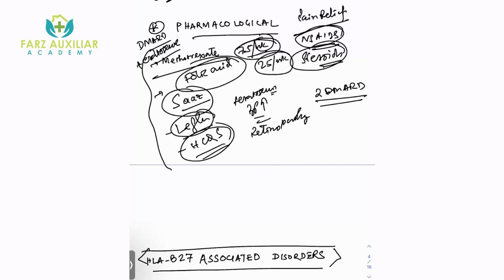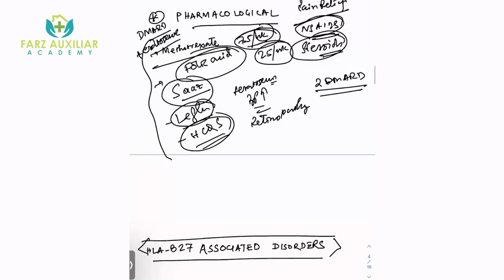Anything? Can HCQS be given? Yes. Can leflunomide be given? No. Can methotrexate be given? Methotrexate, no. Okay. So usually sulfasalazine is an option, HCQS is an option, and steroid is always an option. So these 3 we can go for.